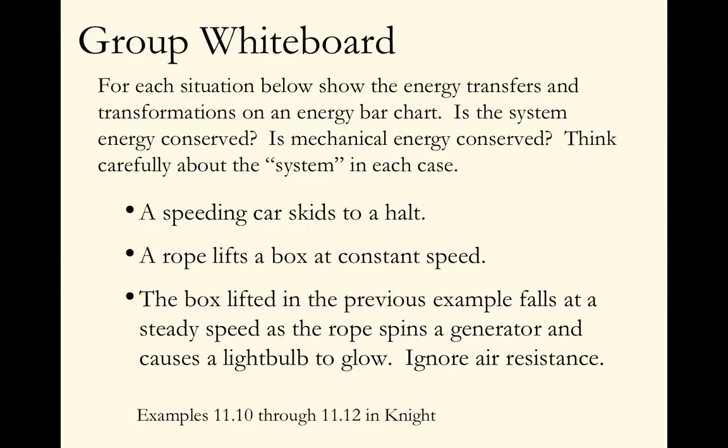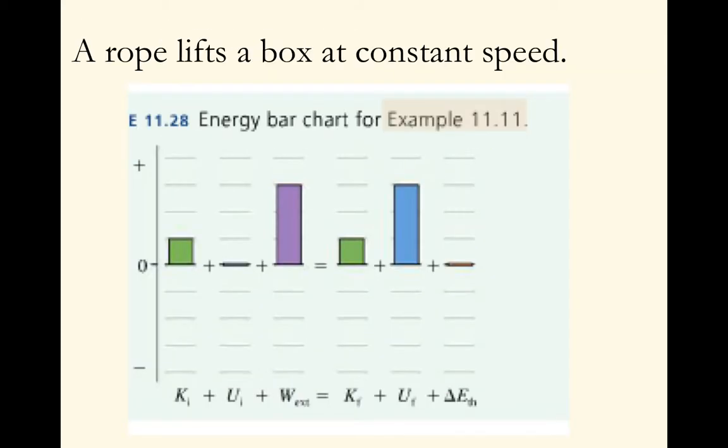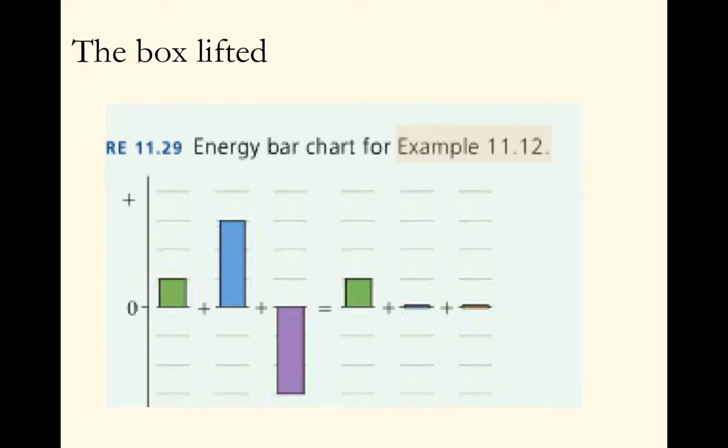And then last is the box lifted in the previous example falls at a steady speed as the rope spins a generator. If we look at that one, the box is moving downward at a constant velocity, so it has kinetic energy. It has potential energy. It's falling. That's the blue bar. It has work external, but it's negative here because the work is going in the negative x direction.